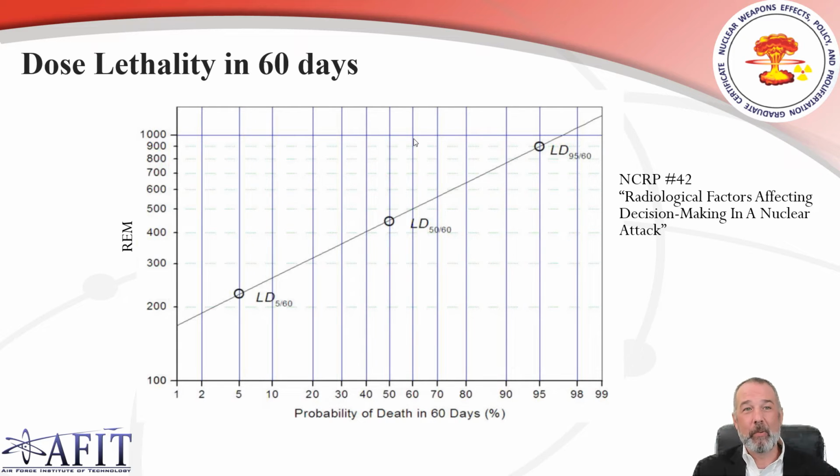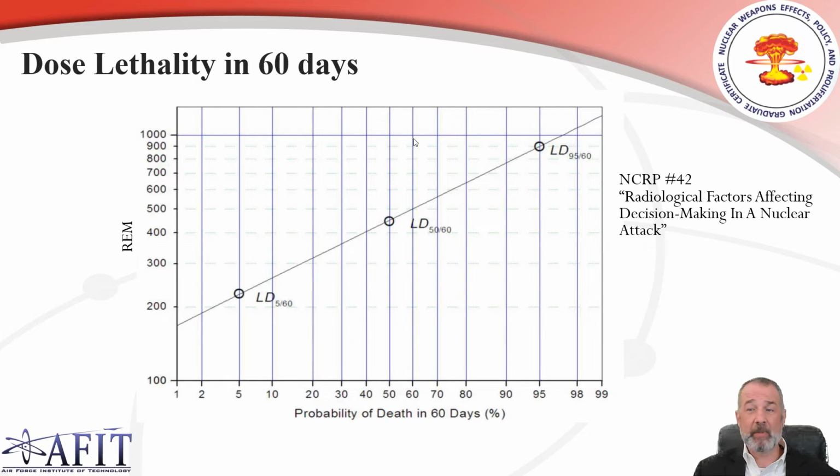And this comes from report number 42, which is titled Radiological Factors Affecting Decision-Making in a Nuclear Attack. Now, you can go ahead and buy this. It's not available freely. They charge for these reports. I think it's $16, $8 on Amazon for, I think, a used paperback copy. Anyway, this report came out in 1974.